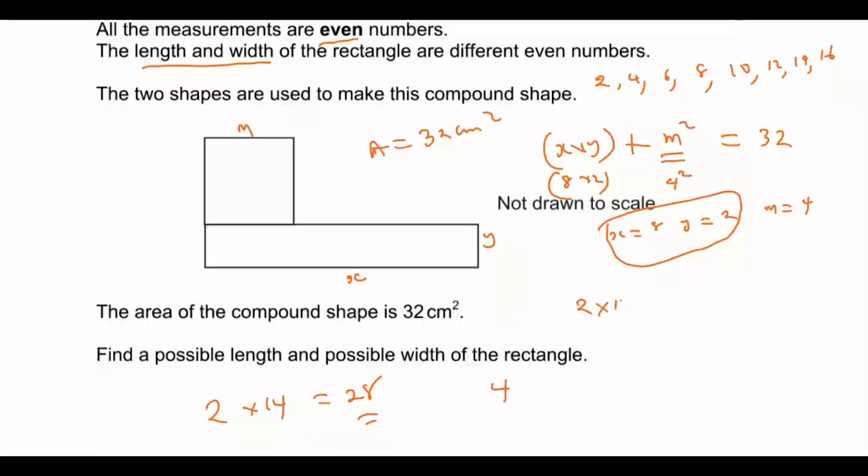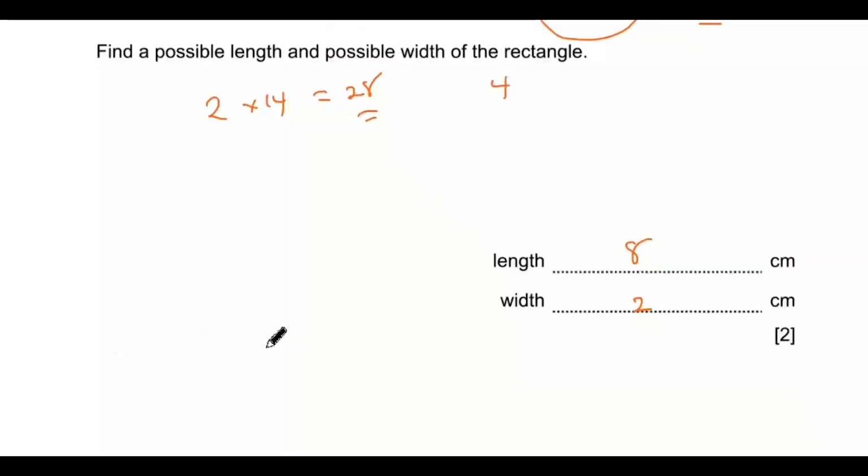So that means we can have another pair: 2 times 14 for the rectangle, plus 2 squared, that's the area of the square, and everything will still add up to 32. Don't forget that the rectangle must have different values for its length and breadth respectively. So this one is okay. Alternatively, you could write 2 and 14 respectively. So that is how to tackle such a question.